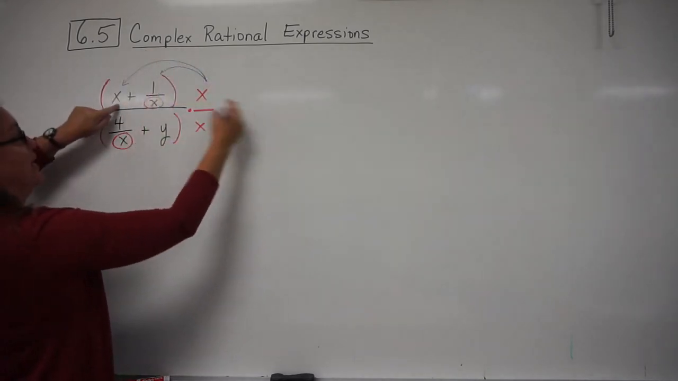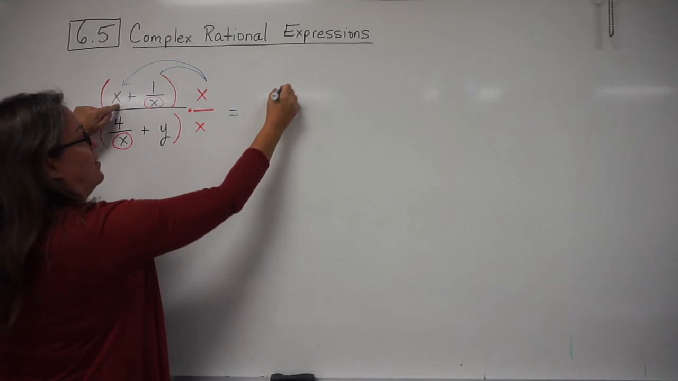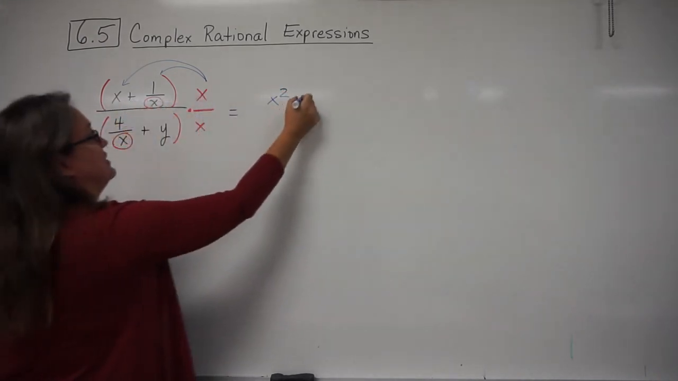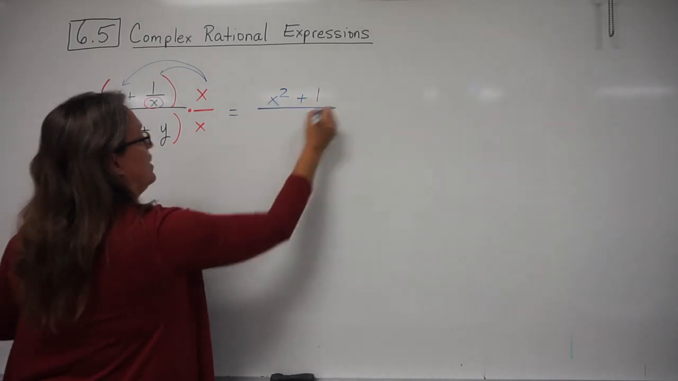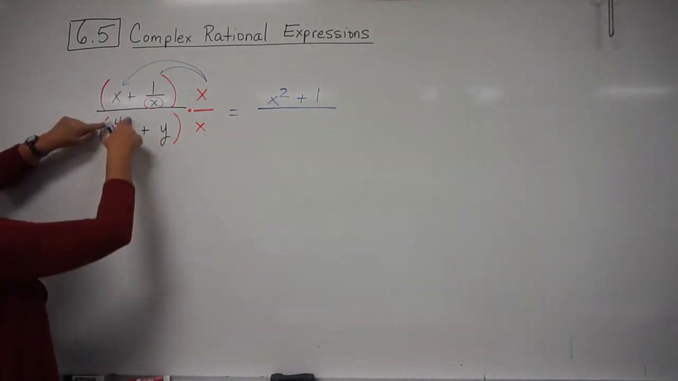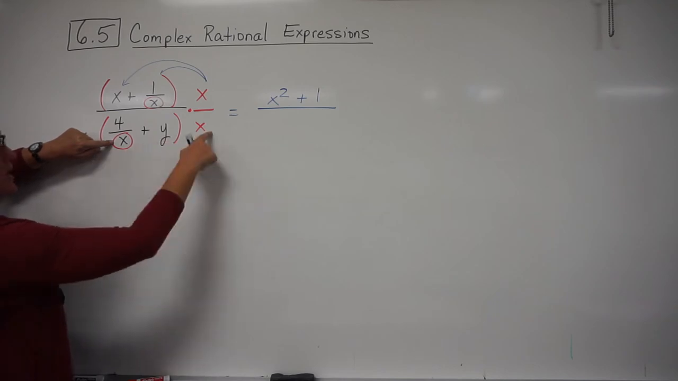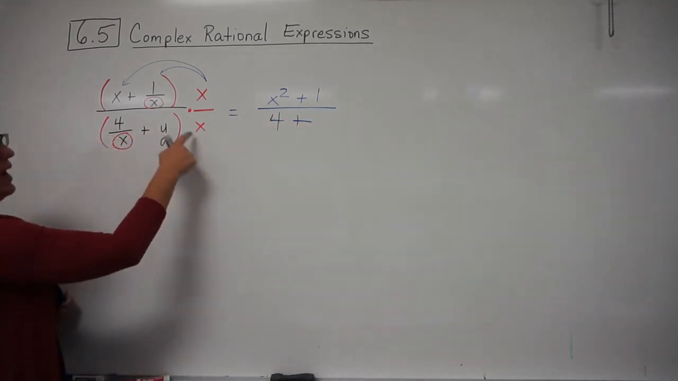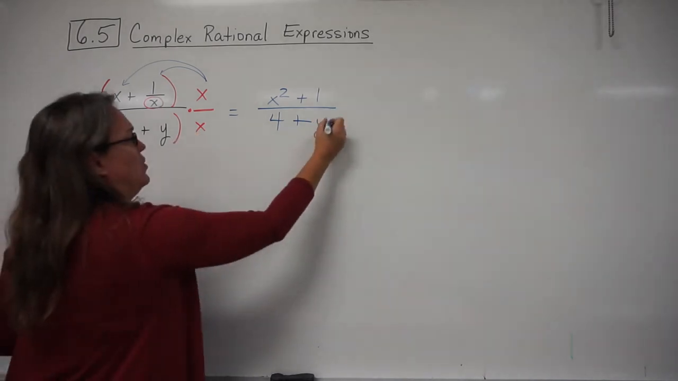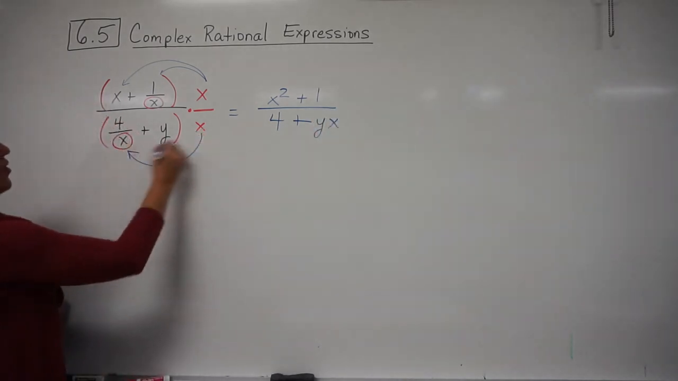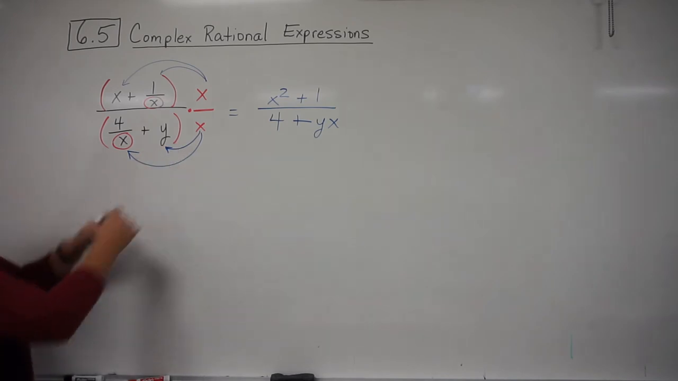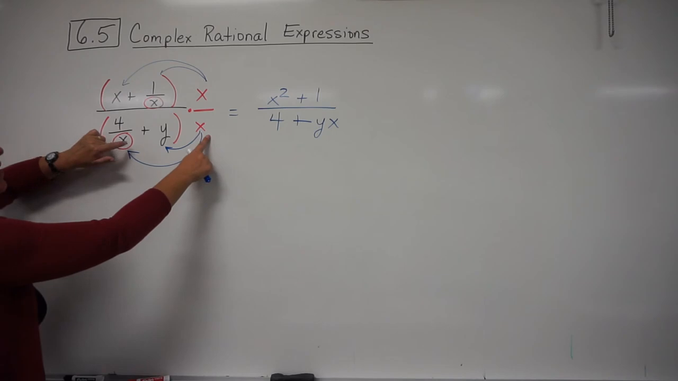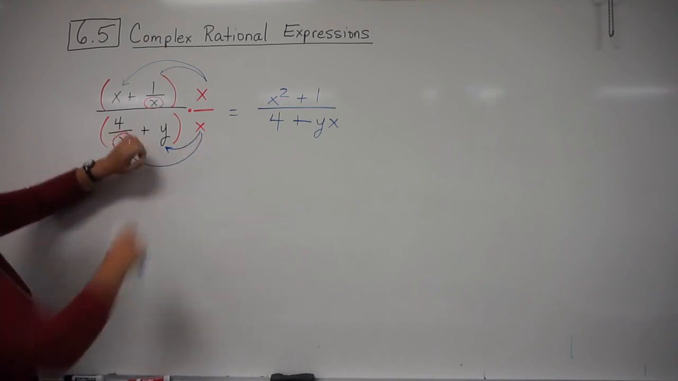on the top, I get x times x, which is x squared, and x times 1 over x, which causes those x's to cancel. On the bottom, this 4 over x with the x, those cancel, leaving me with just 4. And then we have y times x. Remember, you have to multiply this x by both terms. So even though over here I said they cancel, what I mean is it canceled out in this term, but I still need to multiply it by y.